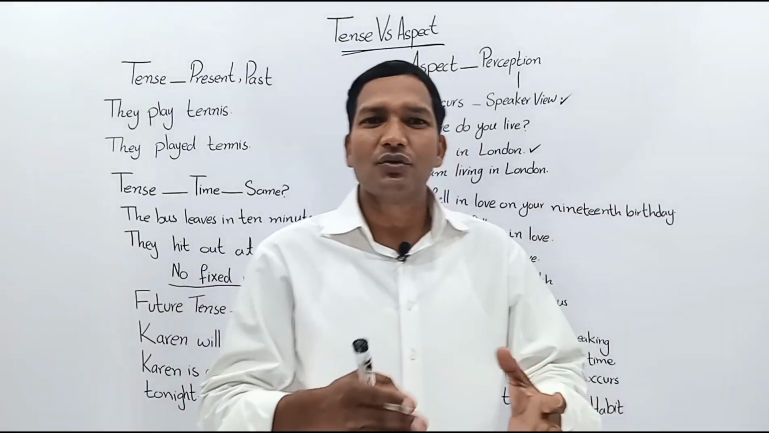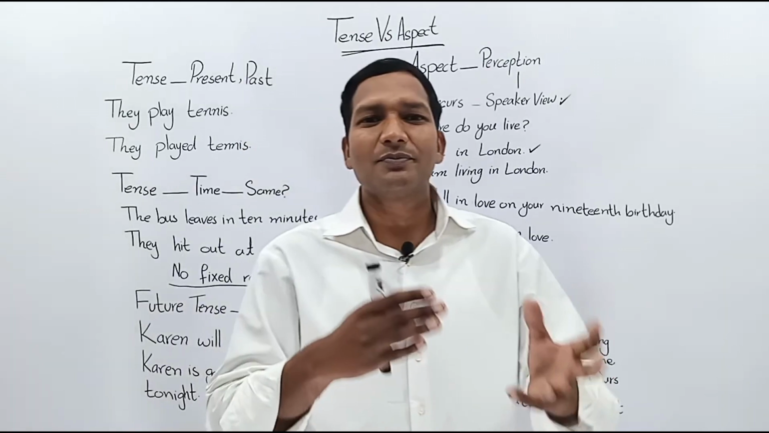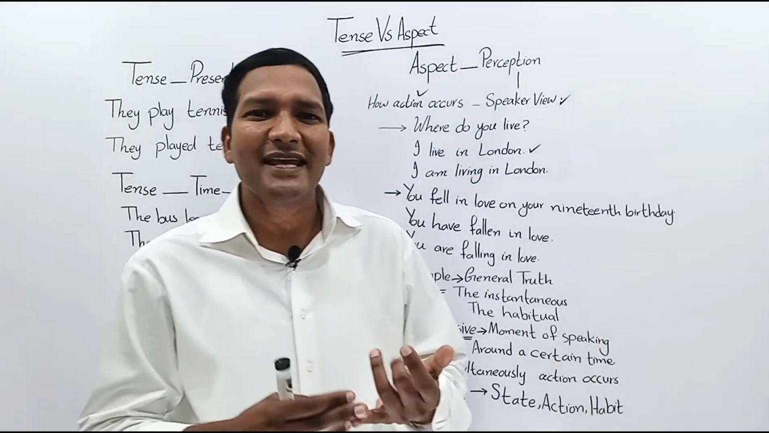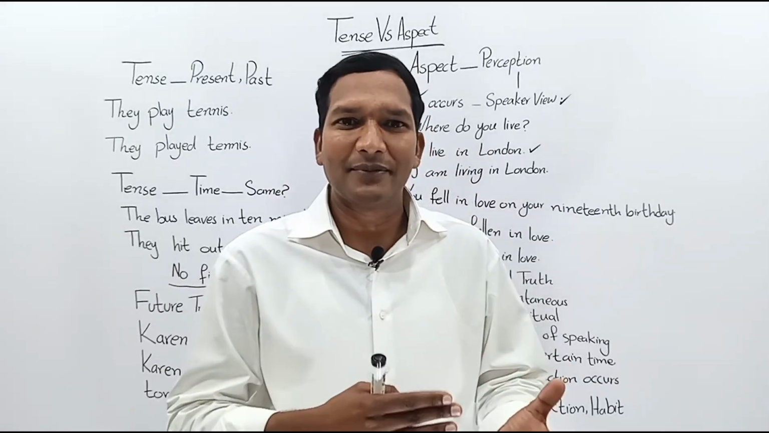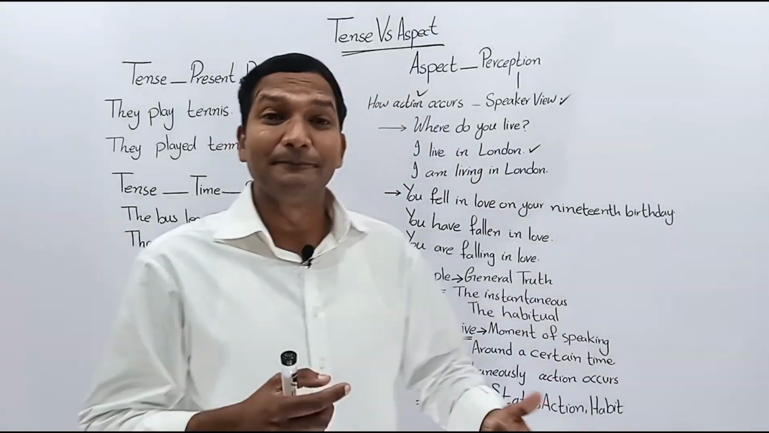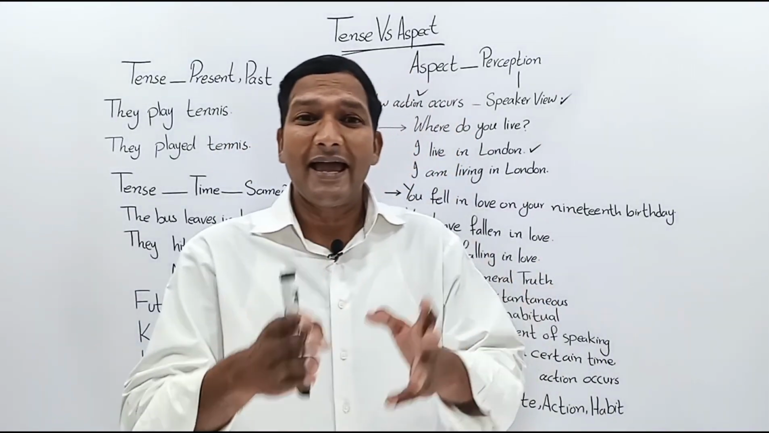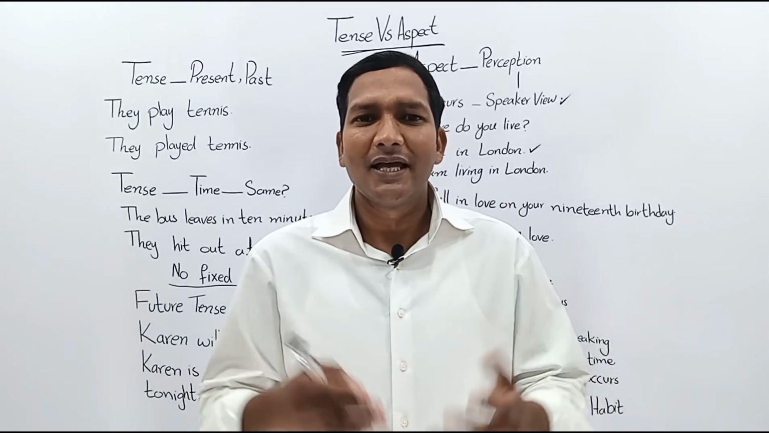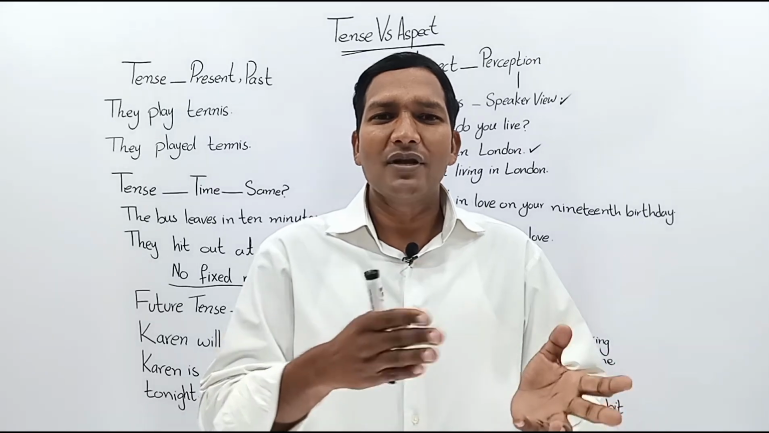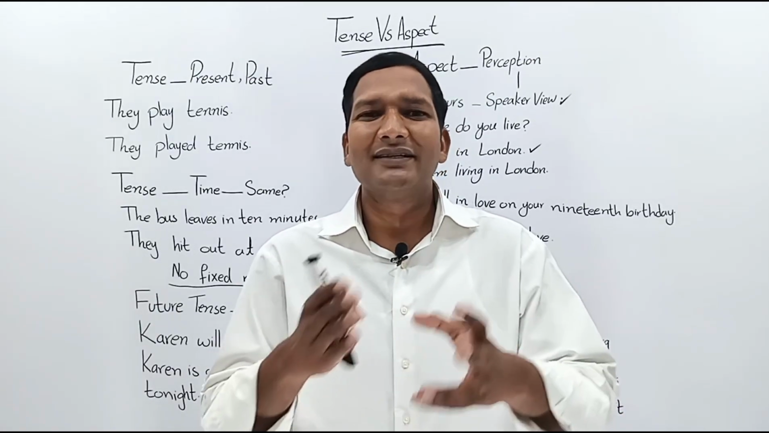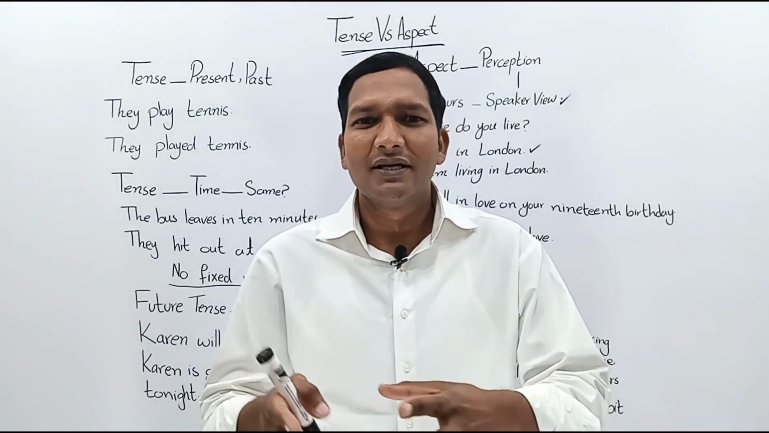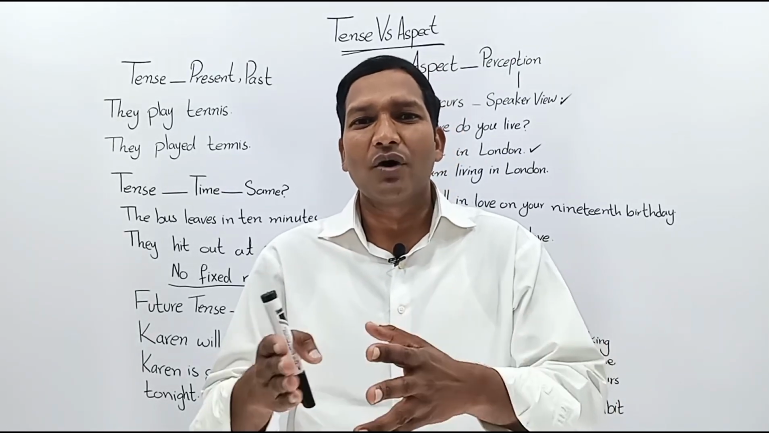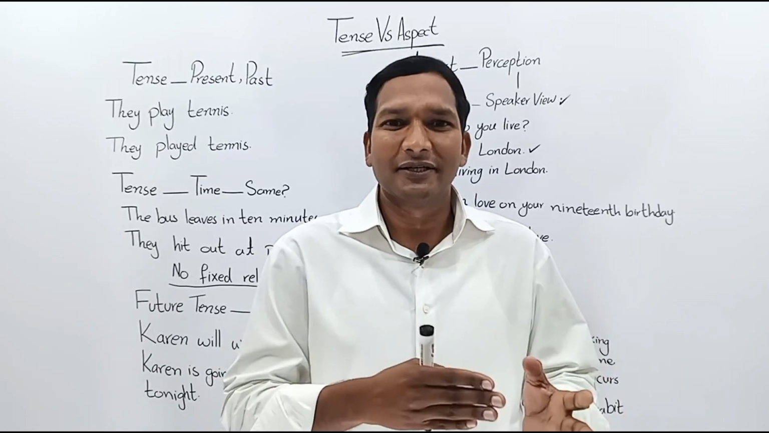Now we move on to our next aspect, which is perfect. Perfect aspect talks about states, actions, and habits. State: you have loved Emma since your childhood. Action: I will have gone to gym by the time you get home. Habits: I have started playing every morning for 1 year.